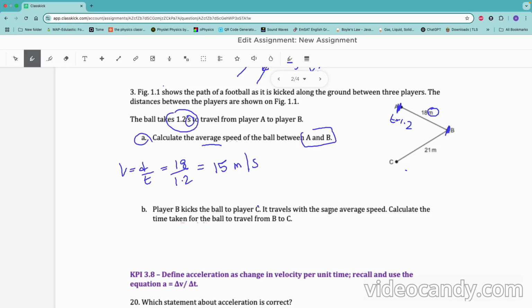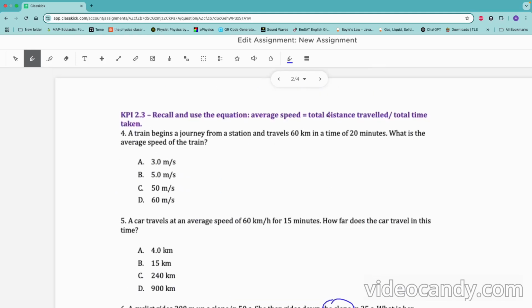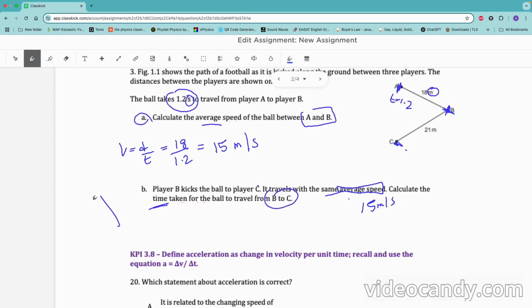Going to part B, player B kicks the ball to C. It travels with the same average speed. So this means speed to cover from B to C is 15 meters per second. Calculate time taken to travel from B to C. So obviously we have to calculate time using our formula, speed, distance, time. To calculate time taken, the formula will be rearranged to have distance over speed.